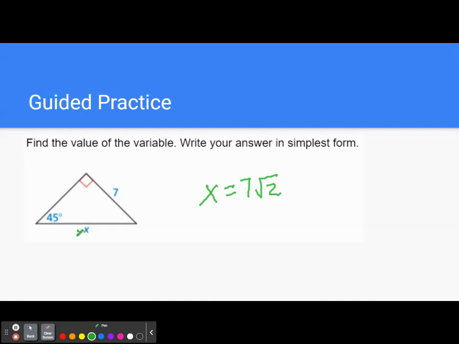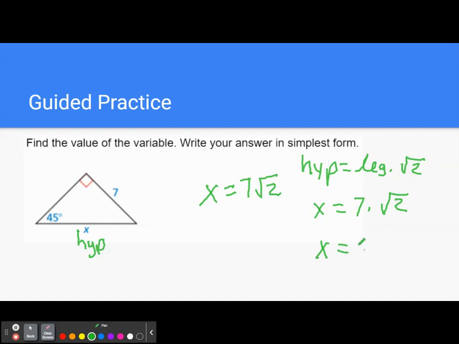This side here is your hypotenuse, and your hypotenuse equals the leg times the square root of 2. The hypotenuse is x, and your leg is 7. So x equals 7 times the square root of 2. And 7 times the square root of 2 is 7 square roots of 2 in simplest form.